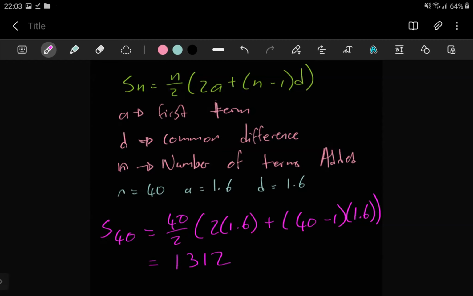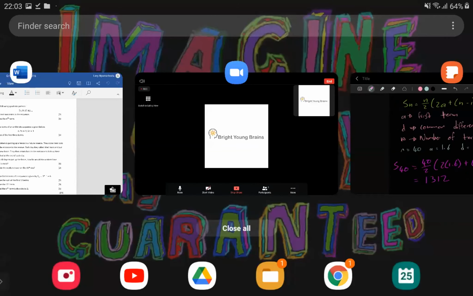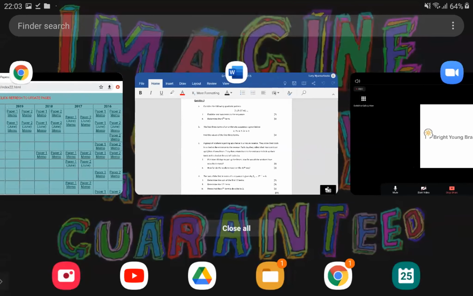So, let's see. What I need to see. Yeah, so if that's the answer, then that's it. All we need to do now, let's double check with this memo and see what we can get.